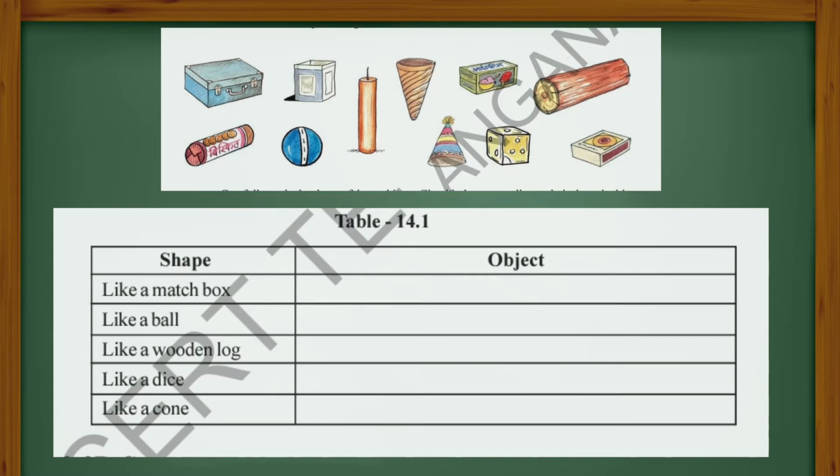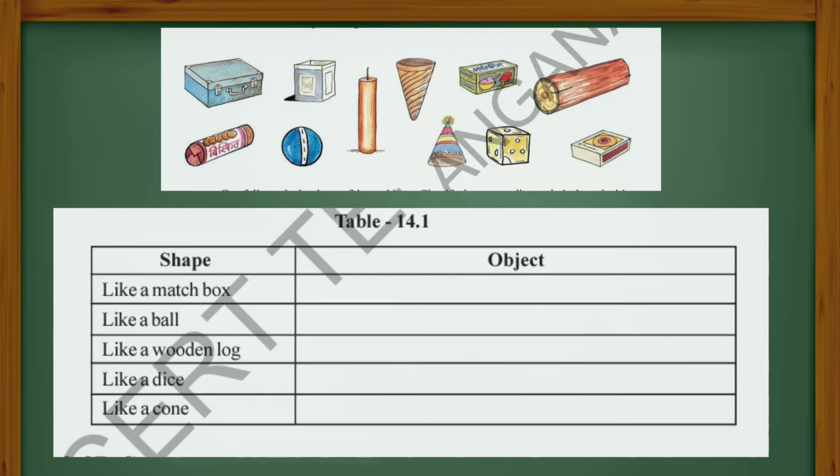Observe the table carefully. In the first column, shape is given and in the second column, object is given. In the shape column, there are like a matchbox, like a ball, like a wooden log, like a dice, like a cone, given in rows. You have to identify the objects given above the table and write the names of the objects in the table.